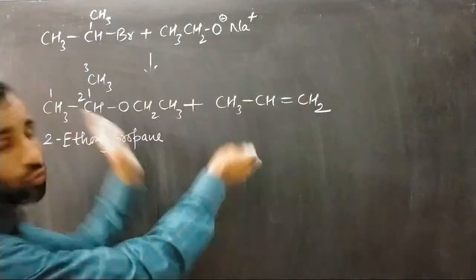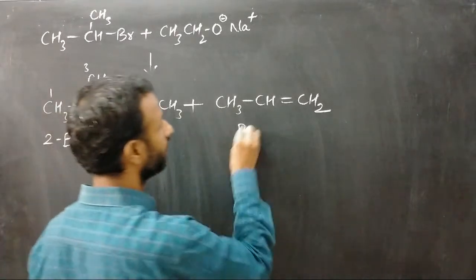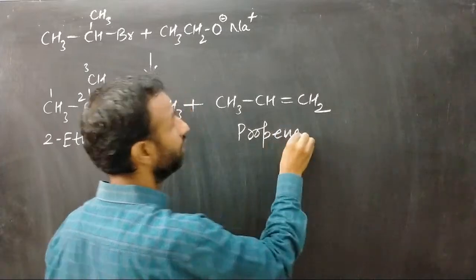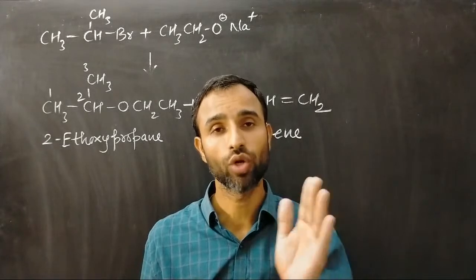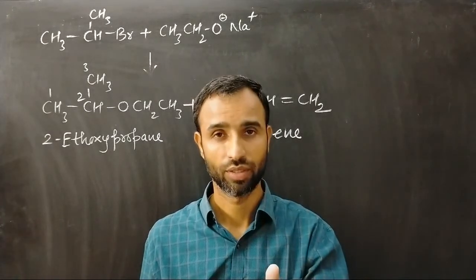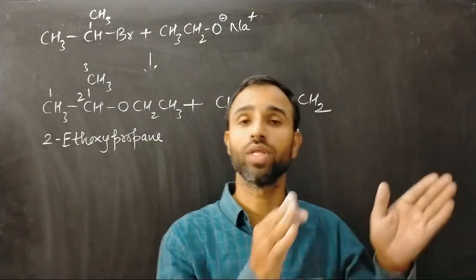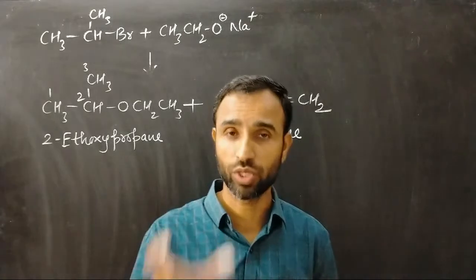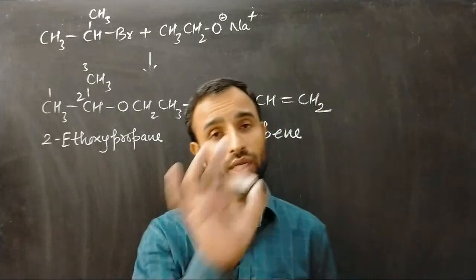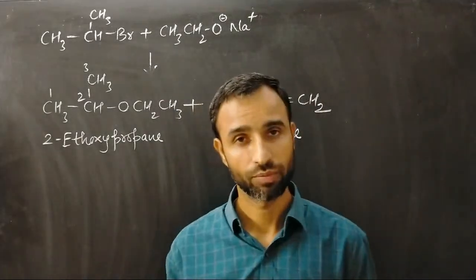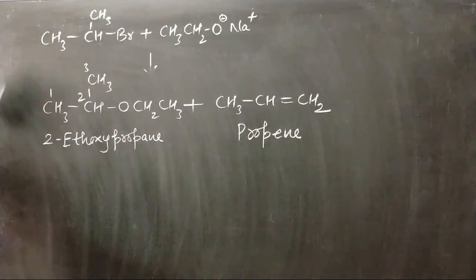So in this way we get ether as well as alkene. Keep in mind, for Williamson's ether synthesis, the alkyl halide used should be primary. If we use secondary, we get ether along with elimination product, meaning substitution and elimination both take place. And in case of tertiary, only the elimination product is formed as the chief product.